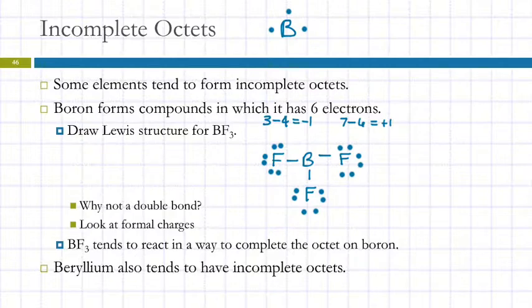Beryllium has 2 valence electrons. Beryllium also tends to have incomplete octets. So again, it's the little guys that are violating this. We don't talk about lithium because lithium only forms ionic compounds, so we don't have to worry about that. And helium, we don't talk about helium because helium doesn't form any compounds, so we don't have to worry about him either.